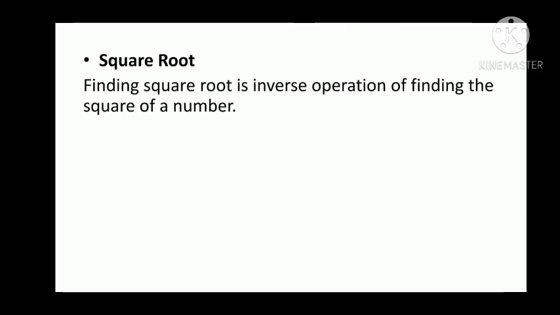Now, coming to the very important concept of square root. This concept is very important. To find the square root of a number, basically we need to do the inverse operation of finding the square. Like finding square root is the inverse operation of finding the square of a number. And the symbol of this square root is this one. This can be pronounced as square root or under root.